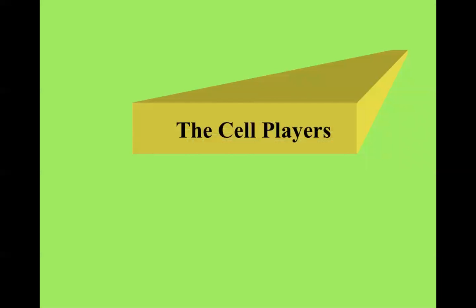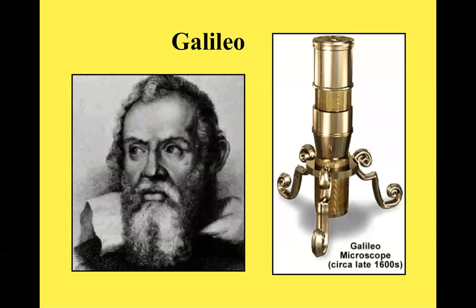Okay, we want to look at the cell players. Who were the people that were involved in cells? Well, in the early 17th century, Galileo arranged two glass lenses in a cylinder. And even though he wasn't a biologist, he started to make observations through his simple microscope. This is the microscope that Galileo made.